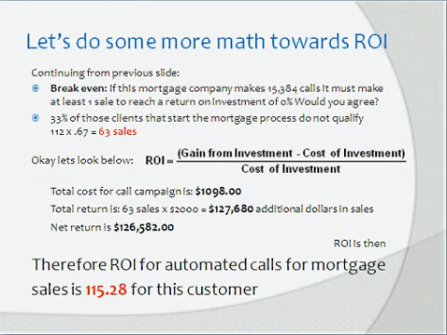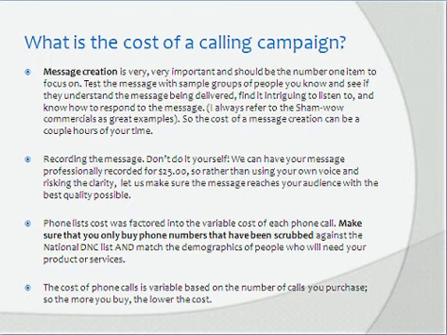Let's do some math towards ROI. 33% of the people never make it through. They drop out because they don't qualify or lose interest. So you end up with 63 sales from the 121 transfers. If we look at this, total cost is $1,098 with data. Total return for the one night's work is $127,680. Net returns $126,582. The ROI for this comes out to be $115.28, which I think you'll think is pretty good compared to other types of media.